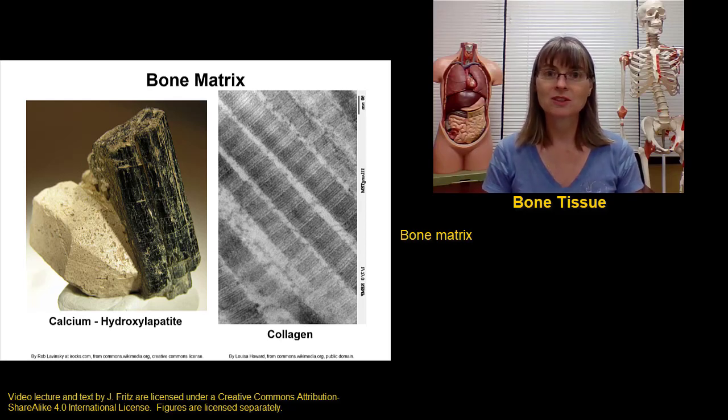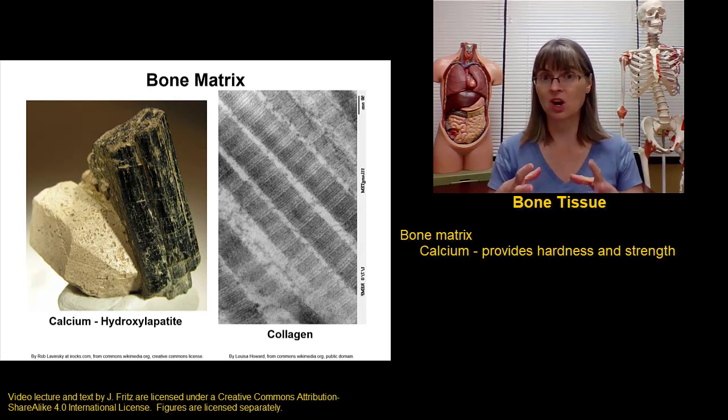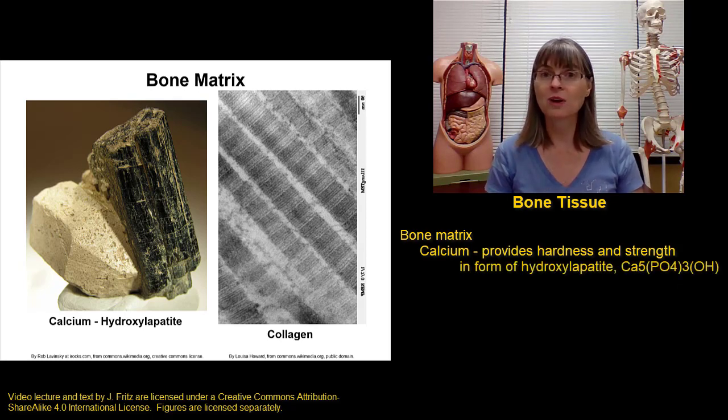If we turn our attention to the extracellular matrix of the bone, there are two really important components to consider. Those two components are calcium and collagen. The calcium is important to provide strength and hardness to the bone matrix. This is what actually makes the bone matrix hard. The calcium that's found in bone is in a mineral form called hydroxylapatite. Hydroxylapatite makes up about 70% of the bone's weight.